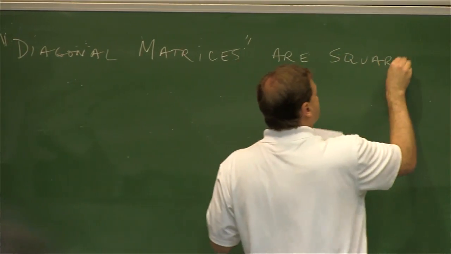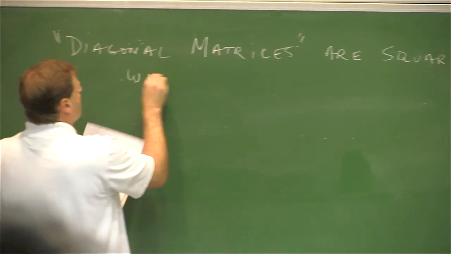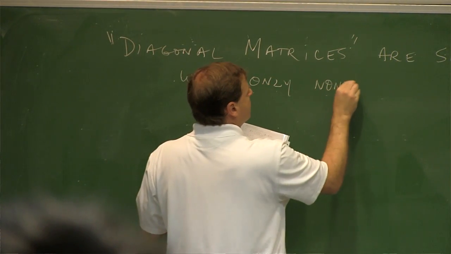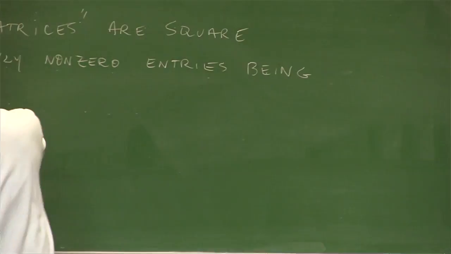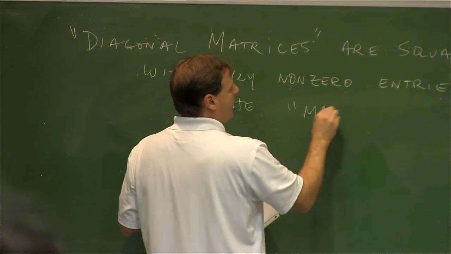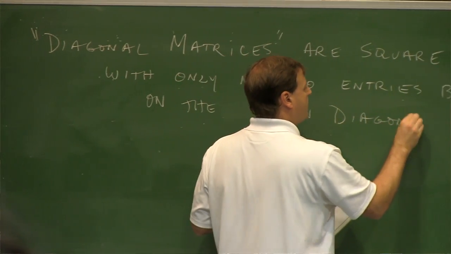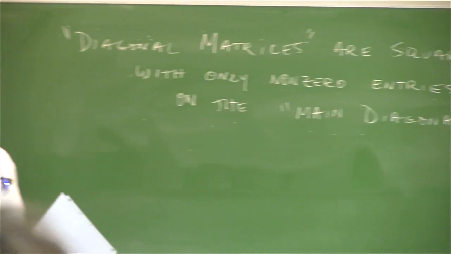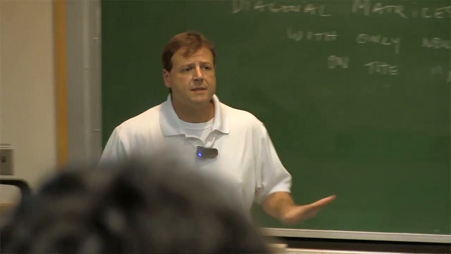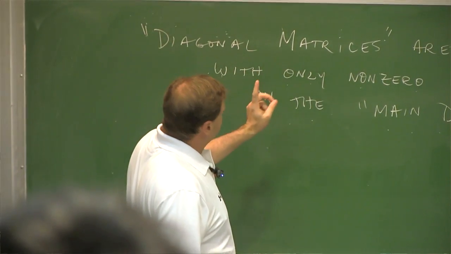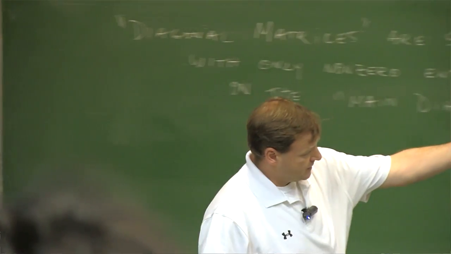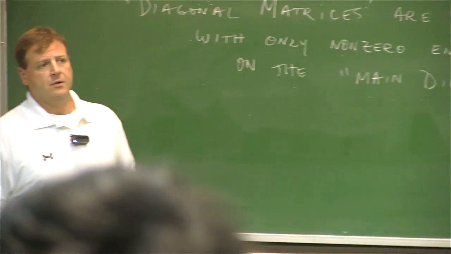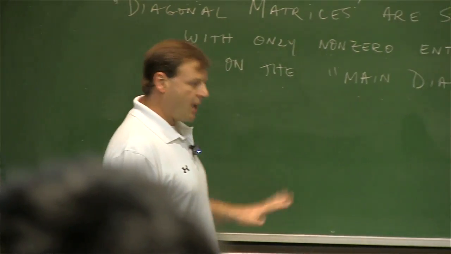If I want to describe this in English, they're square with only non-zero entries being on the main diagonal. Now I want to emphasize the language here. Math is very precise, and no words are wasted. It says with only non-zero entries being on the main diagonal. Sometimes, especially when you only look at those few examples, you might think that you can't have 0 on the diagonal, but you can. It's just that the only place you have non-zero things is on the diagonal.